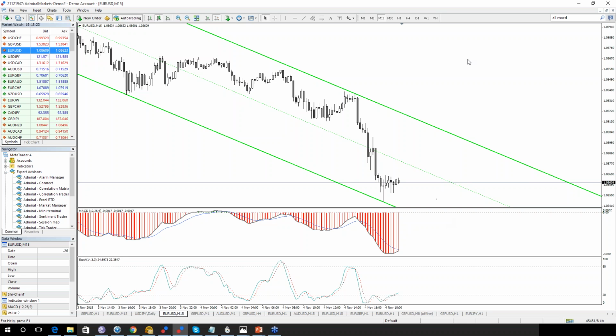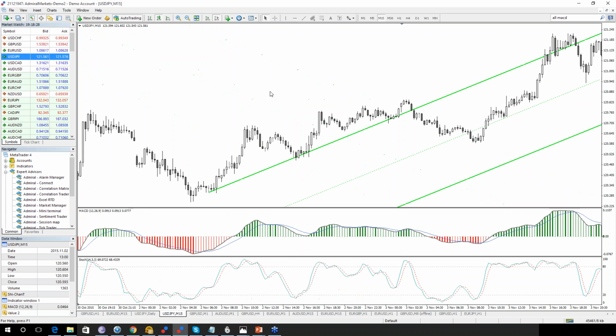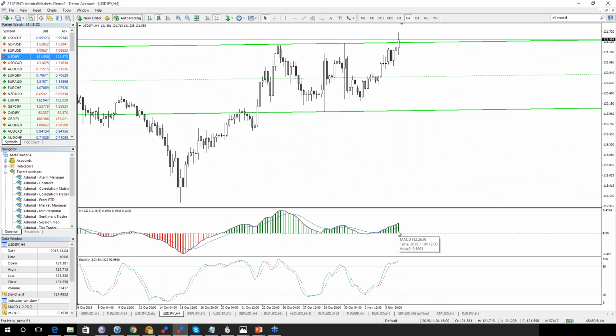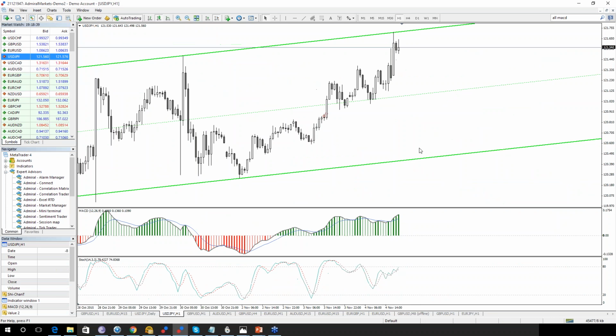Okay, let's use another example. Dollar yen. Start with 4-hour. 4-hour thickening histogram. Look, it's thick. 1 hour thick. Okay, but maybe if it starts to retrace, it will become thin, right?